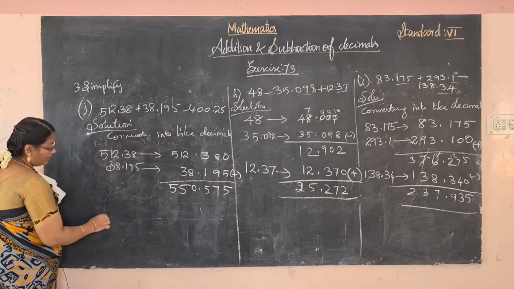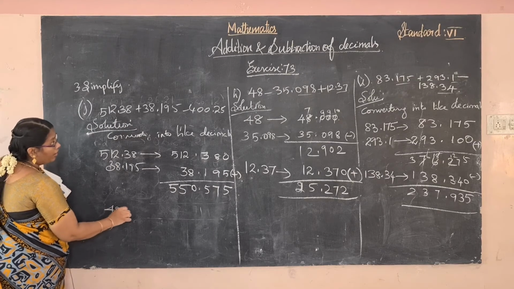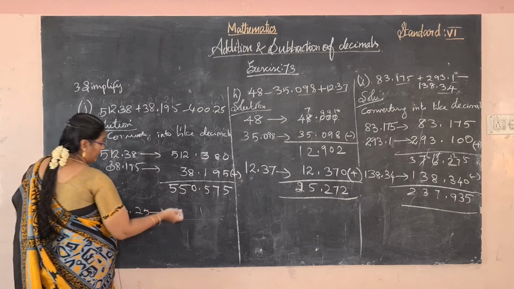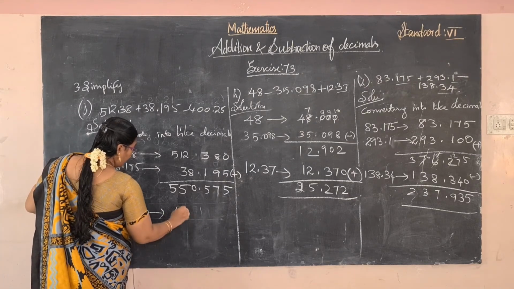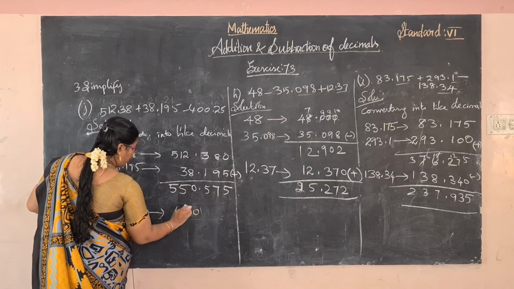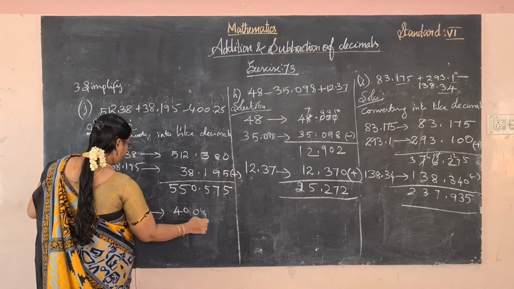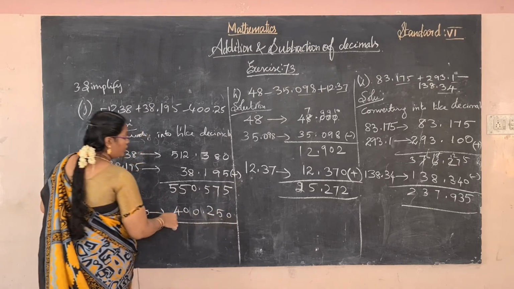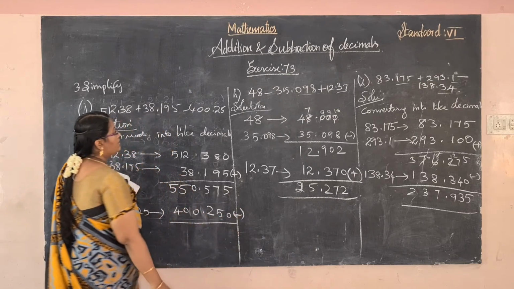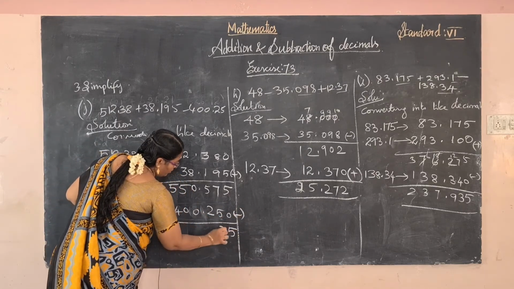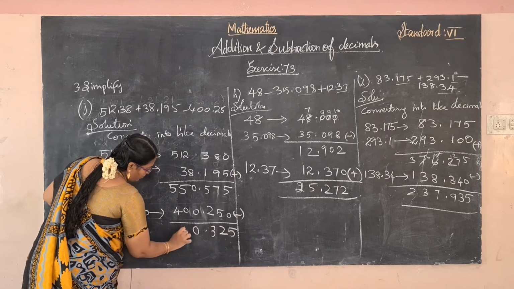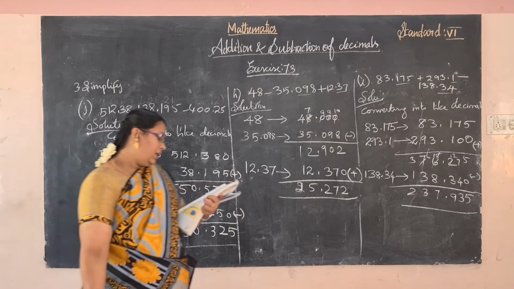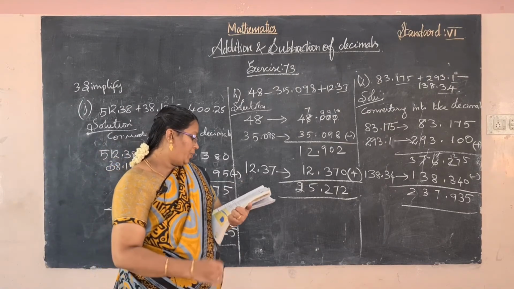Now subtract the value 400.25. First change to like decimals. So 400.250. Which operation are we doing here? Subtraction. So 5, 2, 3, 0, 5, 1. The answer for this problem is 150.325. Okay, I hope you understood this concept.